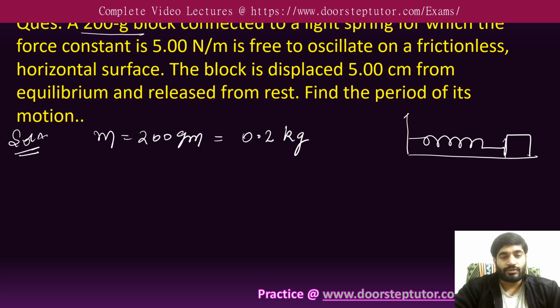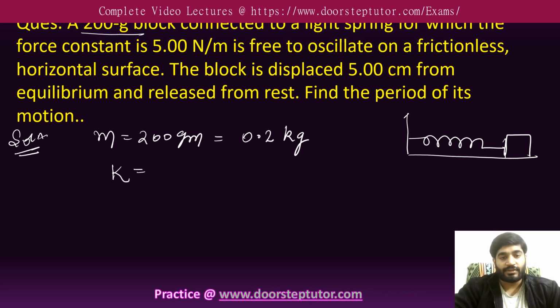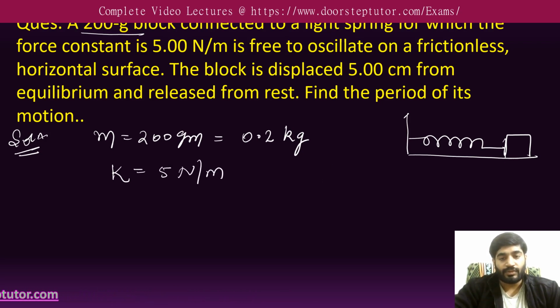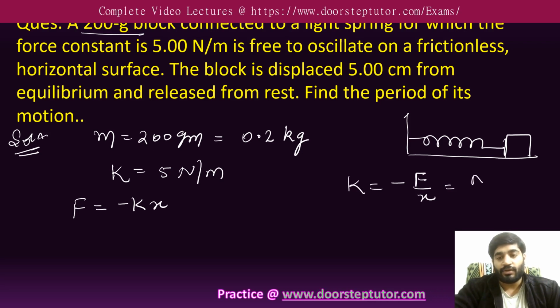Now your force constant is given. This is K equals 5 Newton per meter. As you know, the relation is F equals minus Kx. So from here your K will be F by x, so its unit will always be Newton per meter.